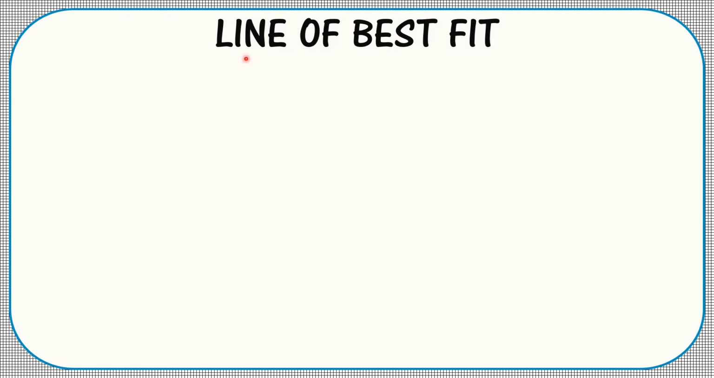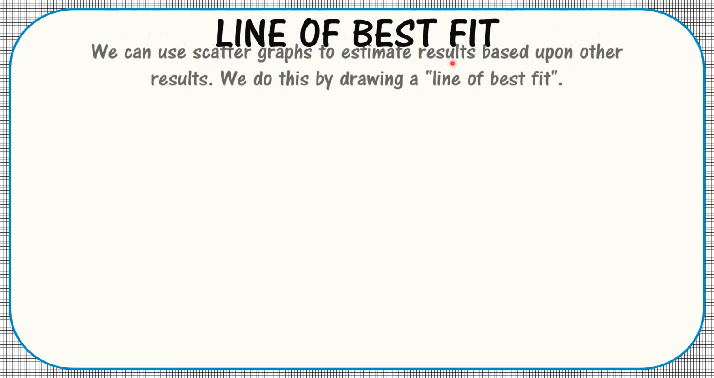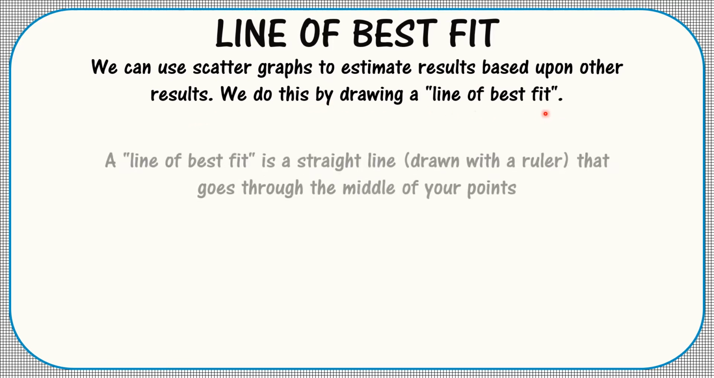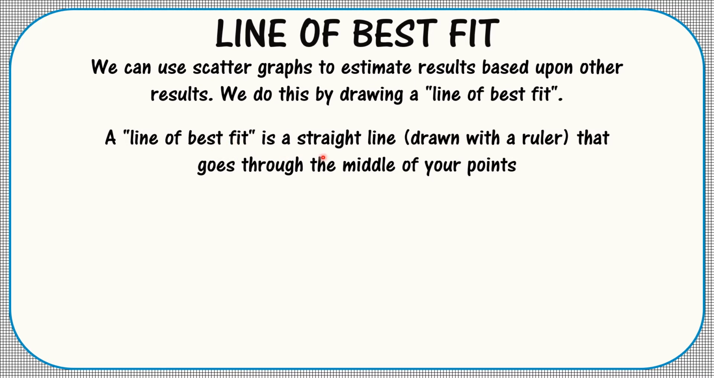Another important aspect of a scatter graph is something we will refer to as the line of best fit. So we can use scatter graphs to estimate results based upon other results. We do this by drawing a line of best fit. So a line of best fit is a straight line drawn with a ruler that goes through the middle of your points. So we want our line of best fit to go through as many points as possible. So it will go through the middle as shown above. So we have 3 to the left of it and we have 3 points to the right of it.